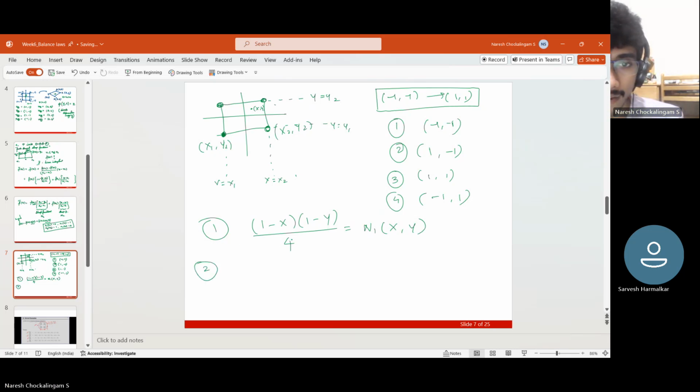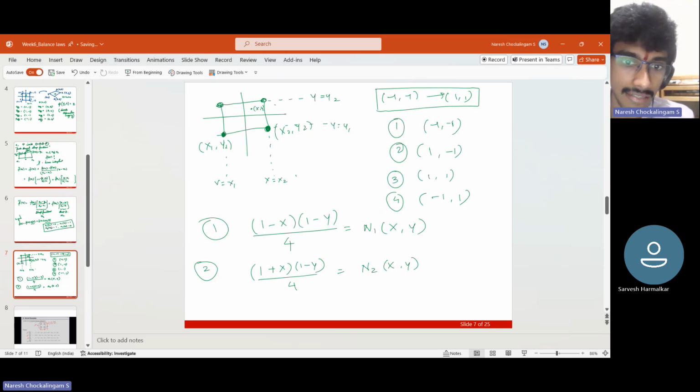The second node is this. Here x is +1 and y is -1. So whenever x is not +1, this has to vanish, and whenever y is not -1, this has to vanish. So put 1 plus x, 1 minus y, divided by 4. This is n2 of x comma y. You can check. Substitute x equal to 1, y equal to 1, this will vanish. X equal to 1, y equal to -1 is this point. X equal to -1, y equal to 1, this will vanish. And x equal to -1, y equal to -1, this function will vanish.